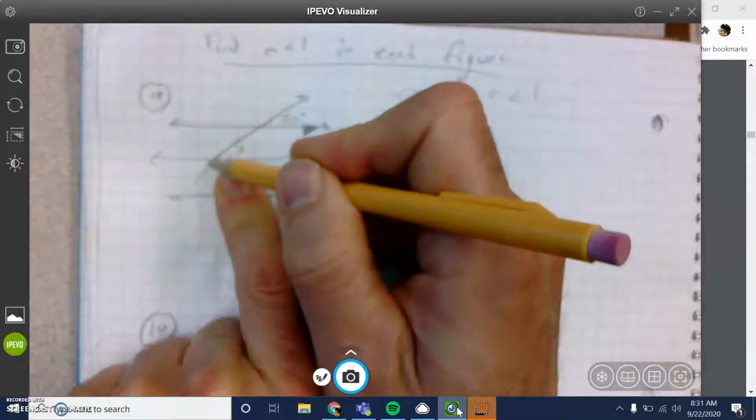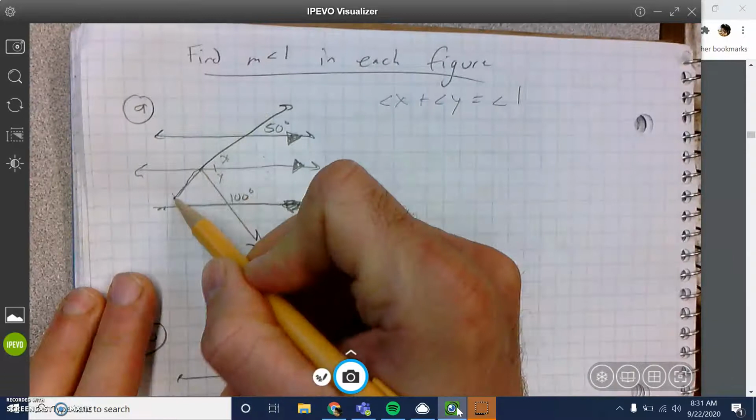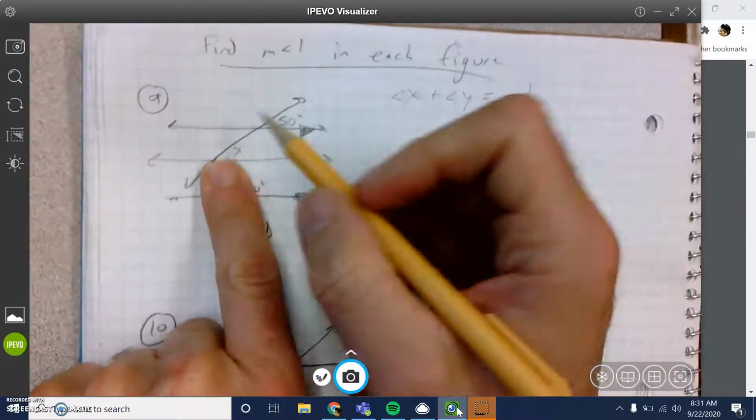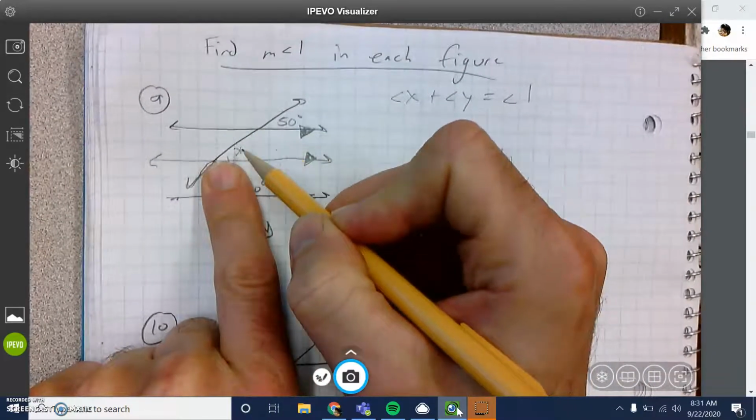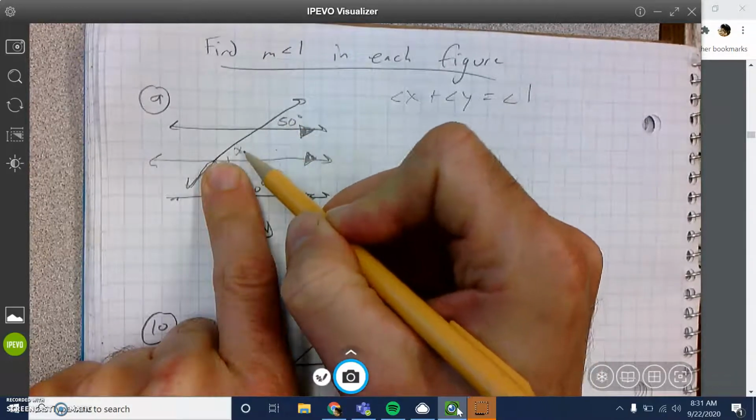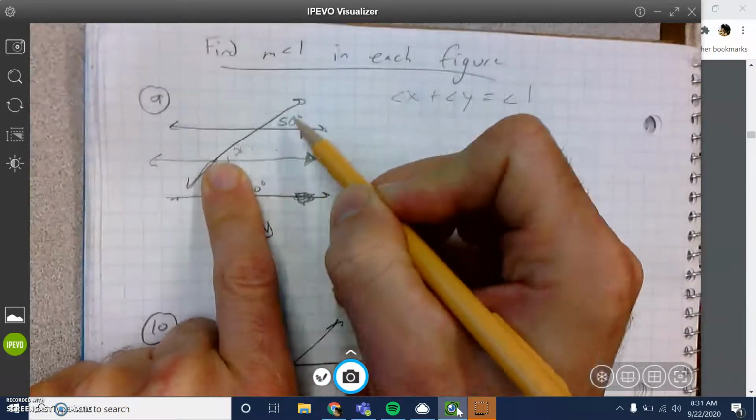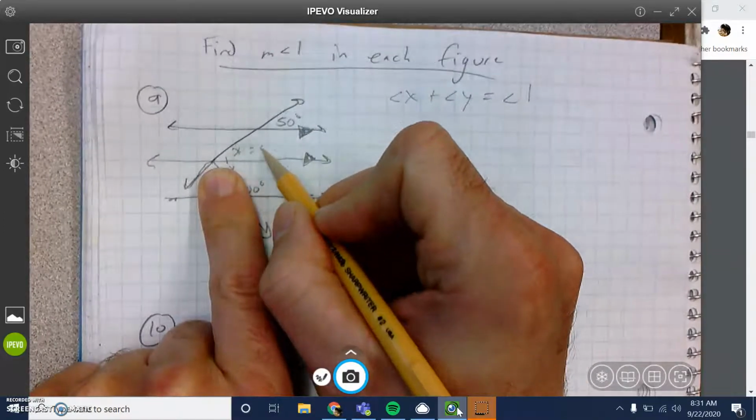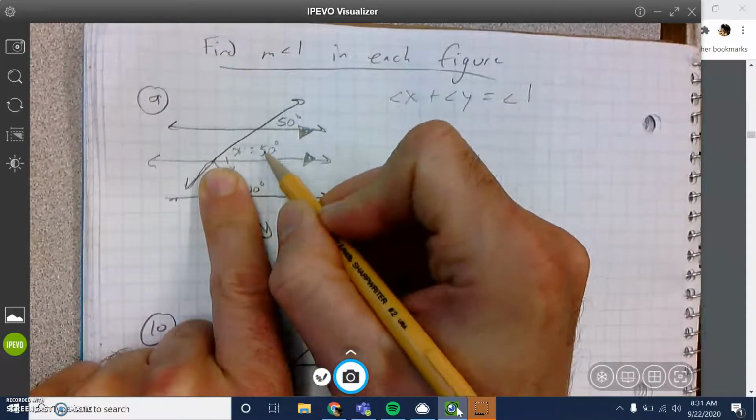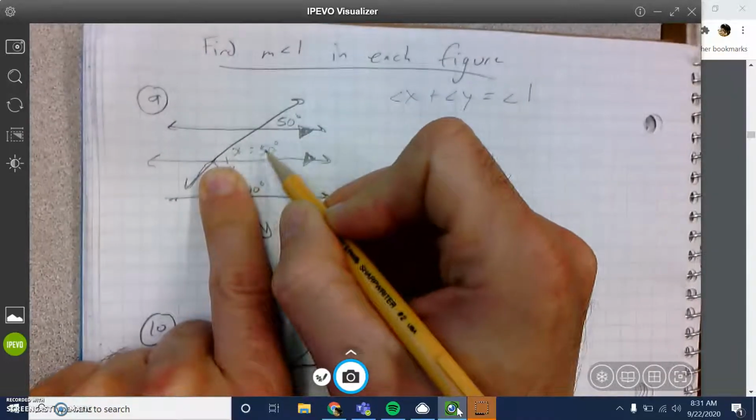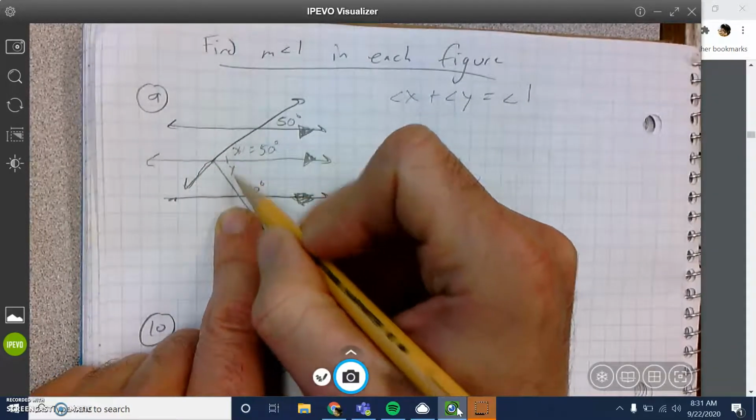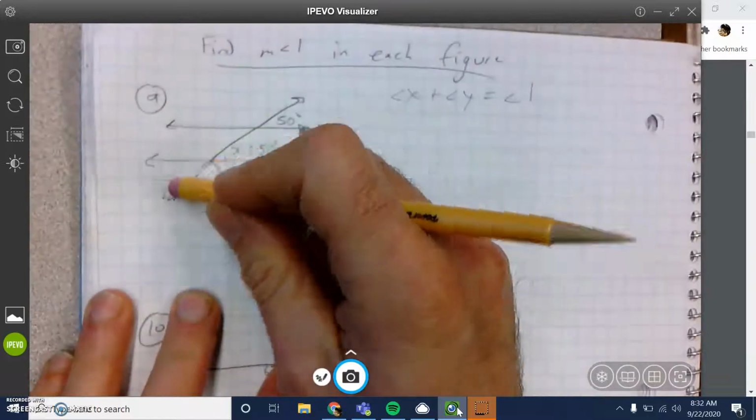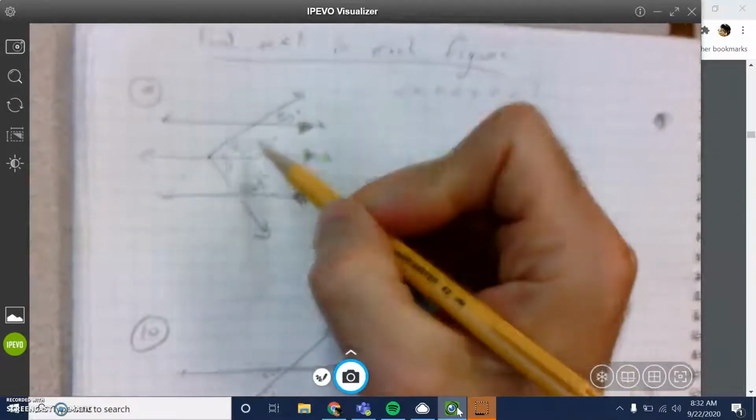If this is the transversal, that's same side, skip 1. So these angles are corresponding, and corresponding angles are congruent. And so X equals 50. Why? Because corresponding angles are congruent. Now I didn't even address that, I totally ignored that. Okay. So now I have 50 for X.